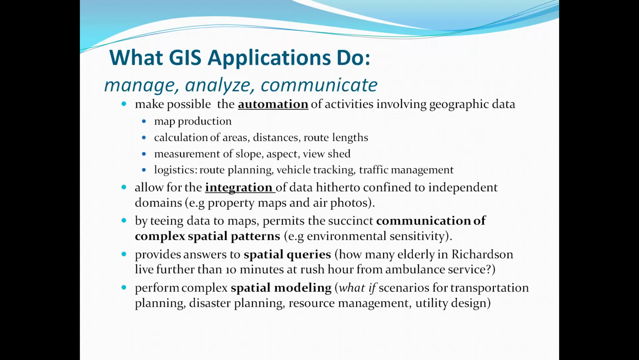What do GIS applications do? They manage, analyze, and communicate. They make possible the automation of activities involving geographical data: map production, calculation of area, distance, and routes, measurement of slope, aspect, and view shape, and logistics. We can use GIS for planning and vehicle tracking. With the help of GIS, we can have an independent domain about our area, and for complex spatial patterns, communication, spatial modeling, and spatial queries, we can use GIS.